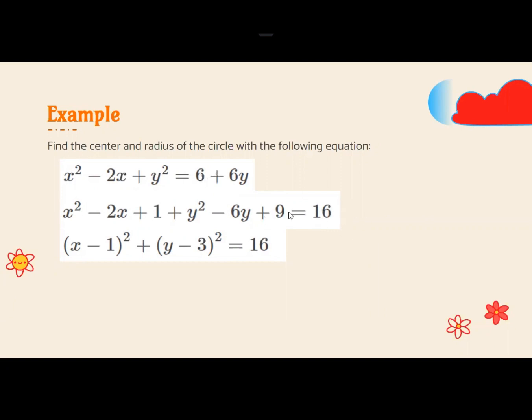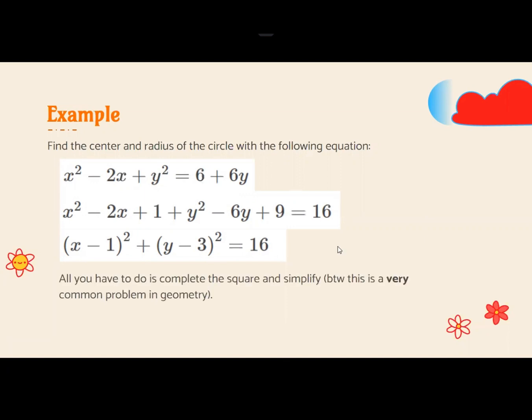And now we're getting very close to the standard form of the circle. All you have to do is complete the square and simplify. This is a very, very common problem in geometry, so you should be very good at completing the square. It's hard at first, I know, but once you do way more practice, especially in school, it becomes basically intuition. You'll do this as a piece of cake. This will be nothing.